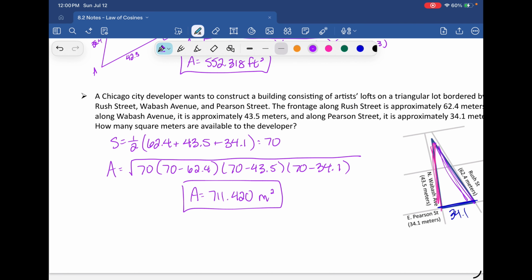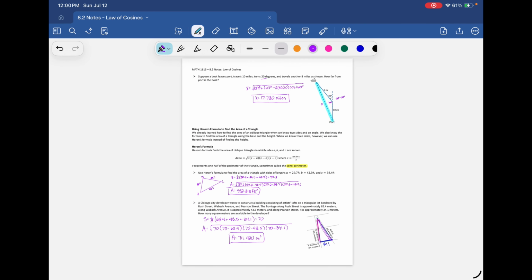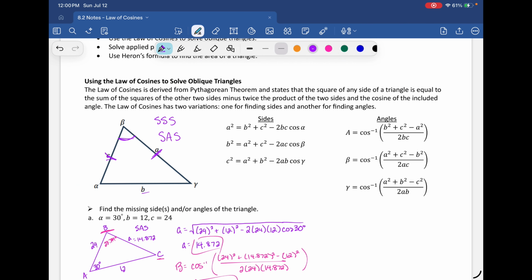So, Law of Cosines. Kind of a scary looking formula, both of them, but they're not particularly difficult to use. You just have to know when to use them. And this is a formula I do plan on giving you on your formula sheet for your final.